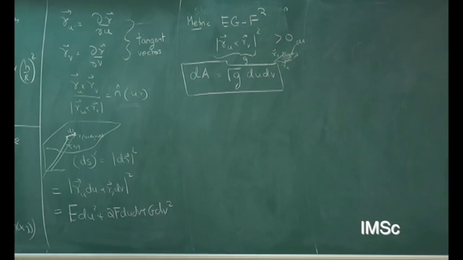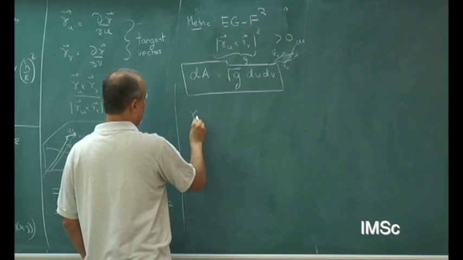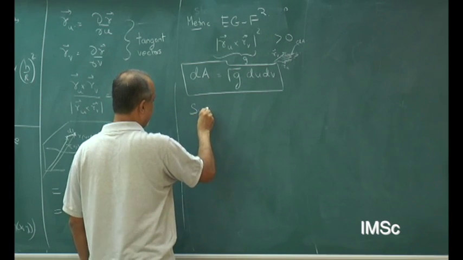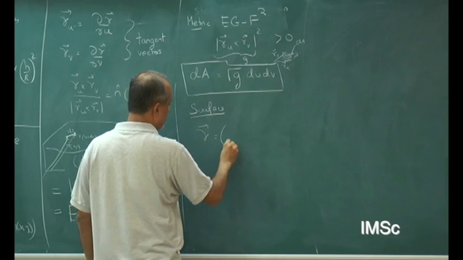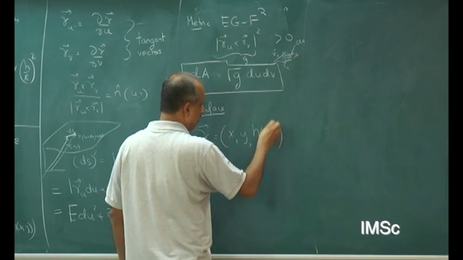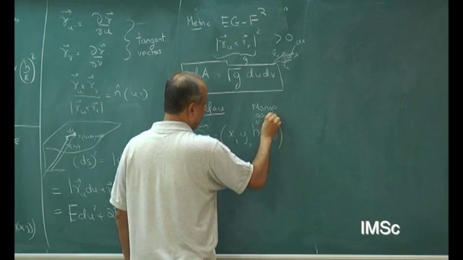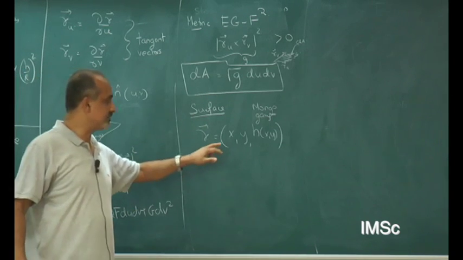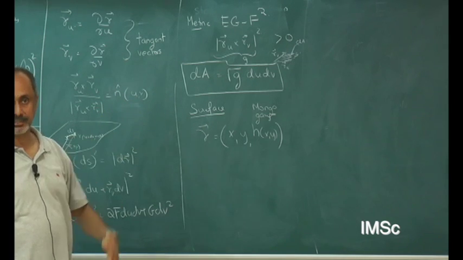Let's just do an example. First of all, the case where the surface is specified by specifying the vector r, which is x, y, and h of x comma y. If you remember, I call this the Monge gauge. And now I can do everything here in this gauge, or in this way of parameterizing the surface in terms of x and y, and the height of the surface above the xy plane.